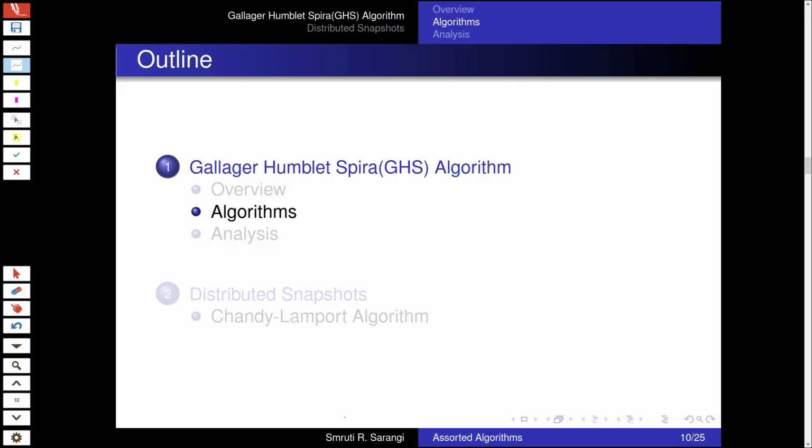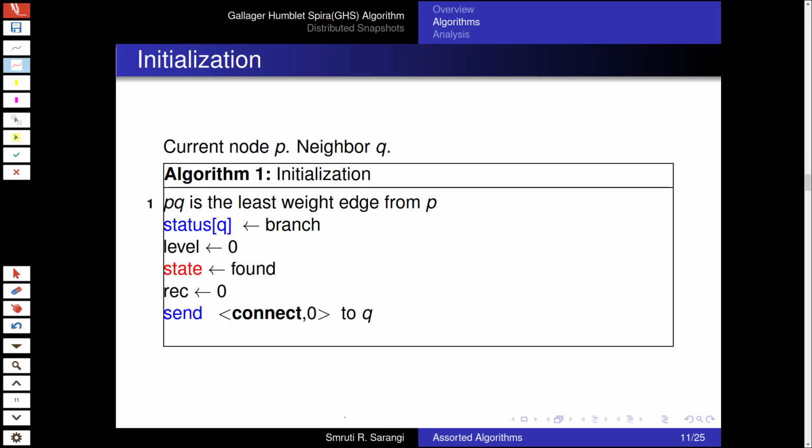Alright, so now let us discuss the algorithms. We have many algorithms, 8 or 9. The assumption is always that the current node is P and the neighbor is Q. Let us look at the initialization. Initialization is when things are starting. Let's say that I am node P, and from node P, PQ is the least weight branch.